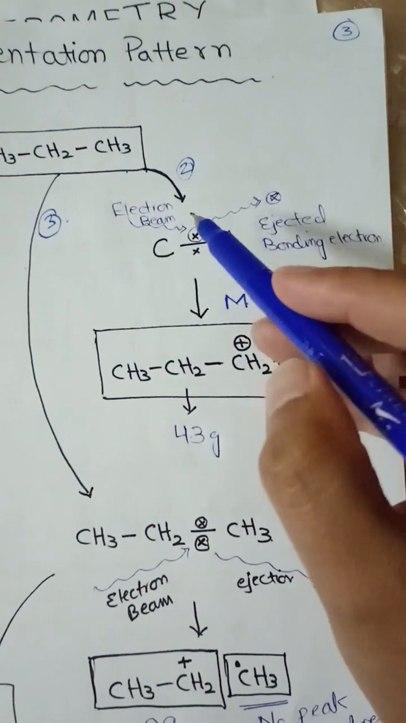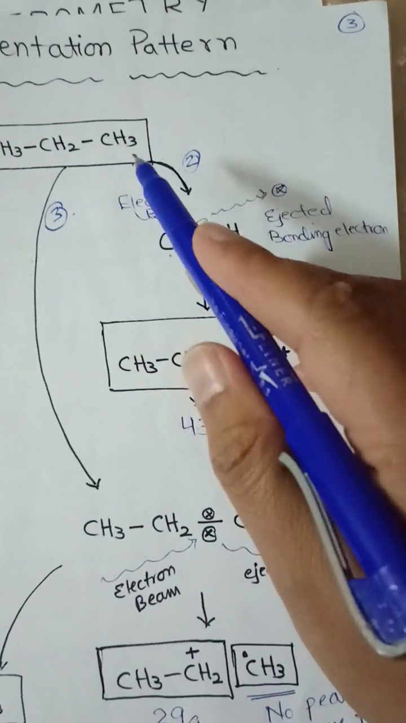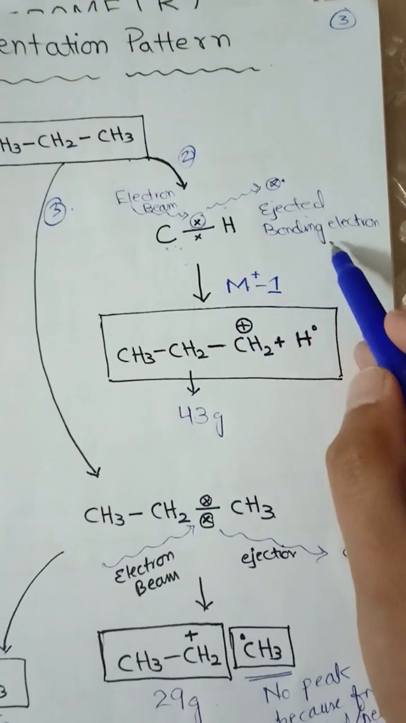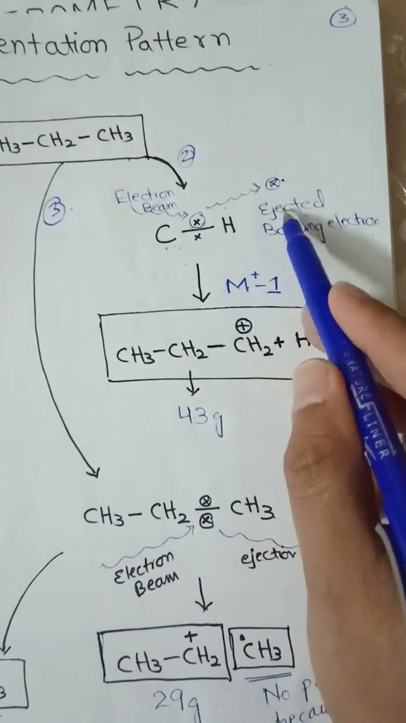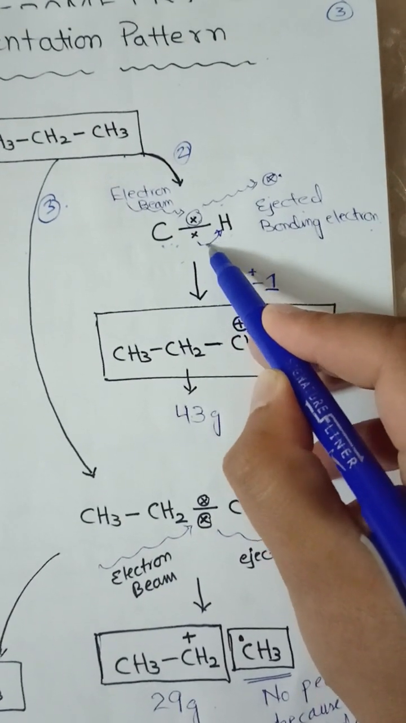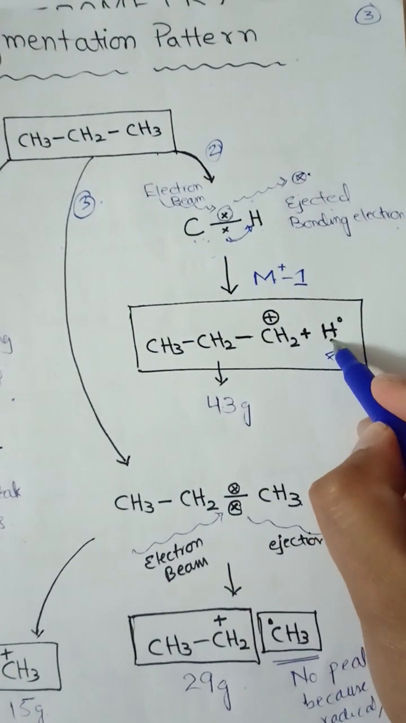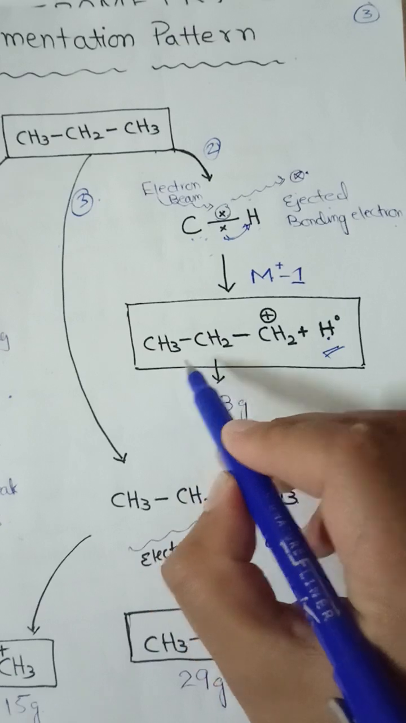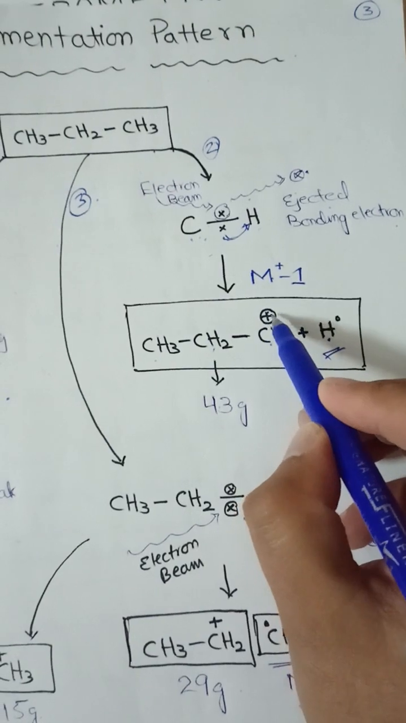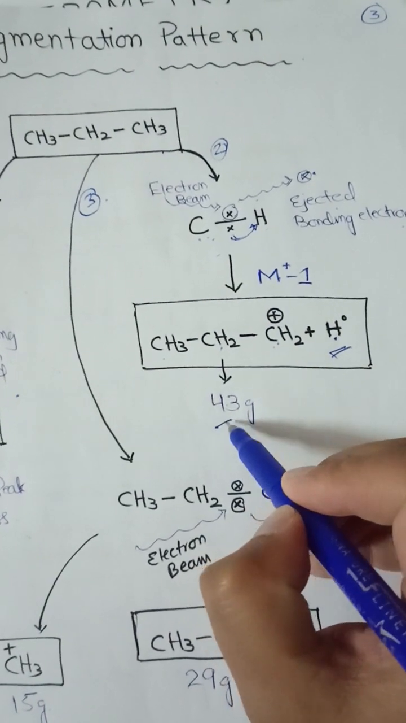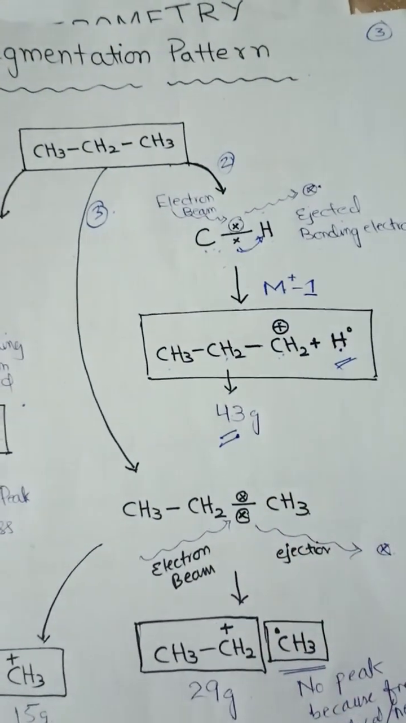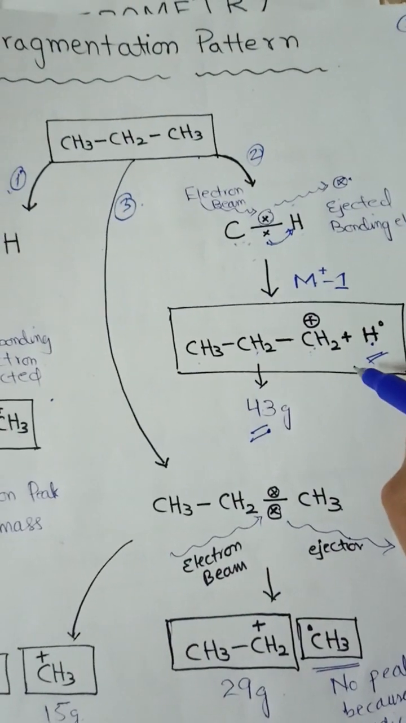If we look here, the electron beam attacks this molecule and removes a bonding electron. It will eject the bonding electron and the proton will be removed from here, which will be in the form of a free radical. So for this proton we get a free radical, and this fragment will be CH3 CH2 positive, which produces a carbocation. In this way we will get a 43 gram peak, which is the molecular ion peak minus one proton.